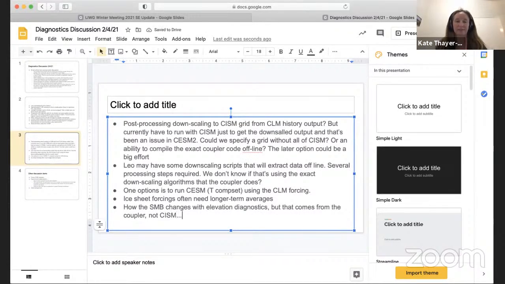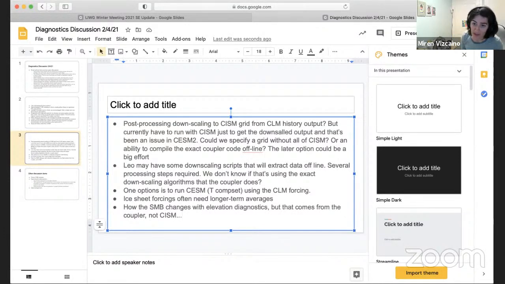Interesting. Okay. That's just a can of worms right there. Yeah, I was adding that I was also interested in this. Okay. Obtaining more information from the coupler files. Okay.